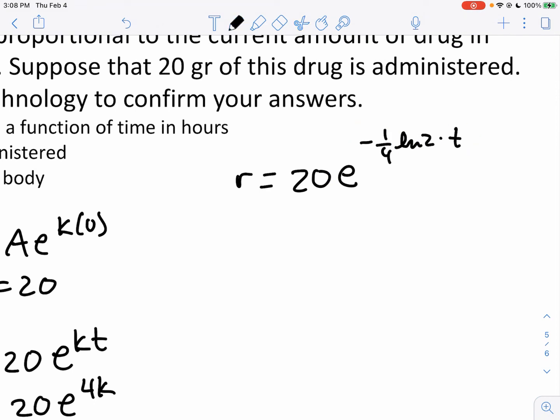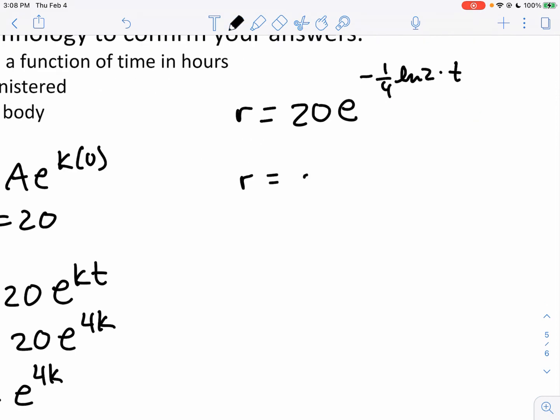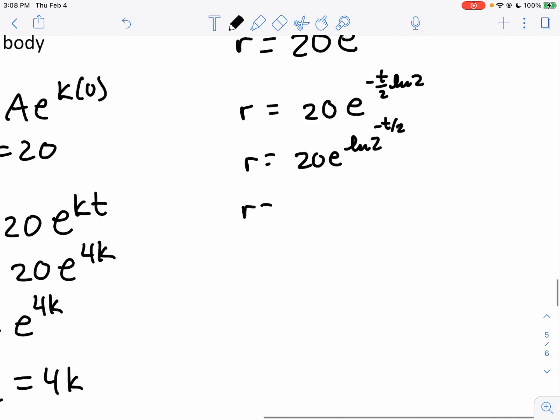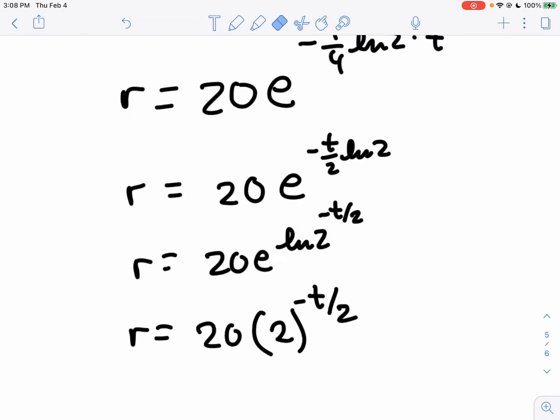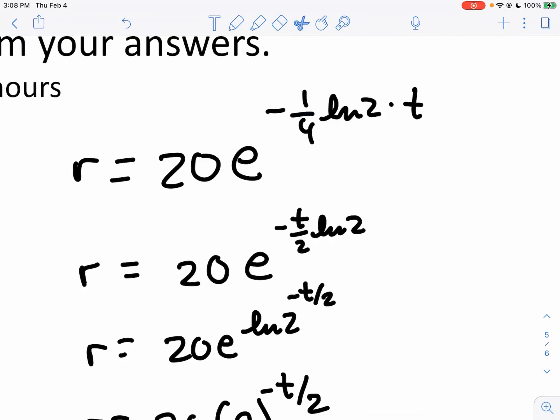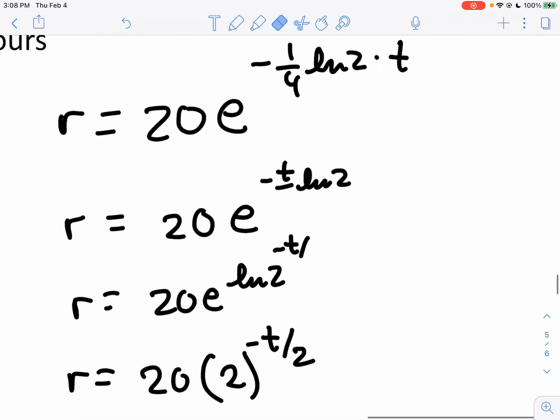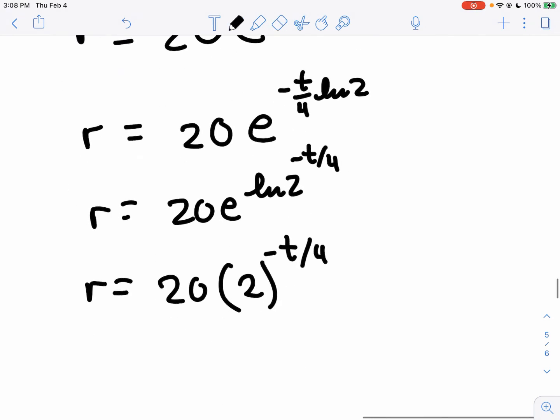Right, so you keep track of all those pieces. Then you could write it this way: R is equal to 20 e to the negative t over 4 natural log 2. I'll go ahead and show those few steps. Bring up the negative t fourths as a power, and now I can cancel the e in natural log. So here's another way of writing this solution. Now I don't know why I made a mistake here. That 4 turned into a 2 for some reason. Let's fix that issue right now. 4, 4, 4. Okay.